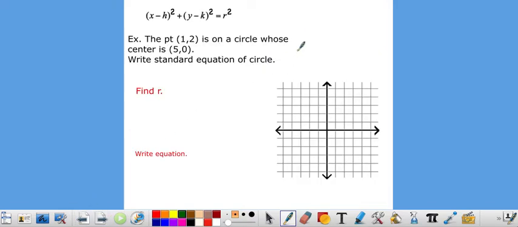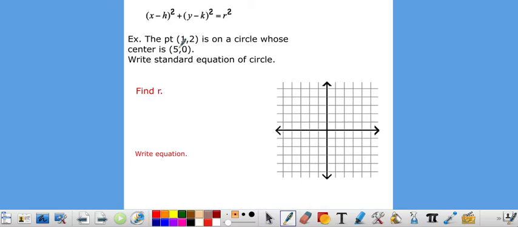Okay, how about this one? Let's work a little harder for it. The point (1, 2) is on a circle, so that's not the center, but the center is at (5, 0). We're asked to write the standard equation of that circle. So what we're missing here is r.